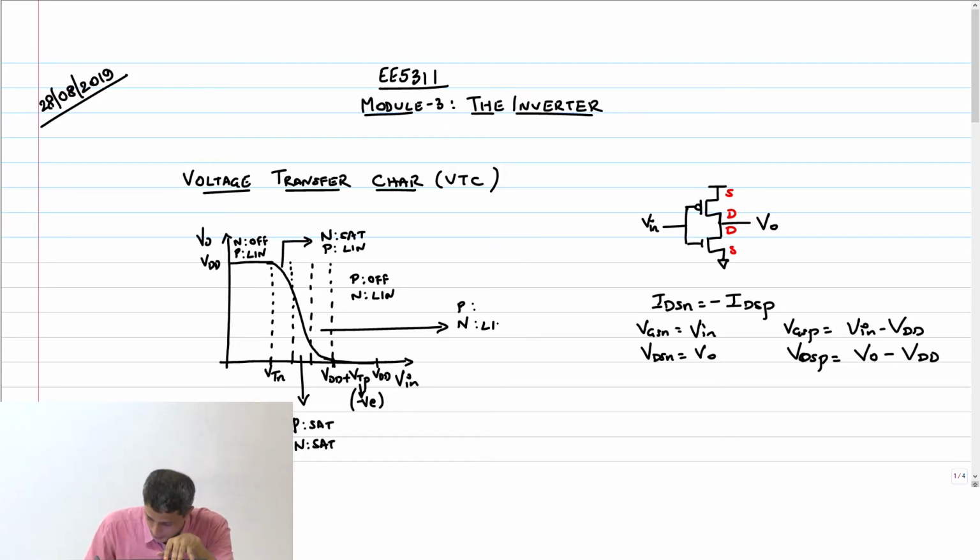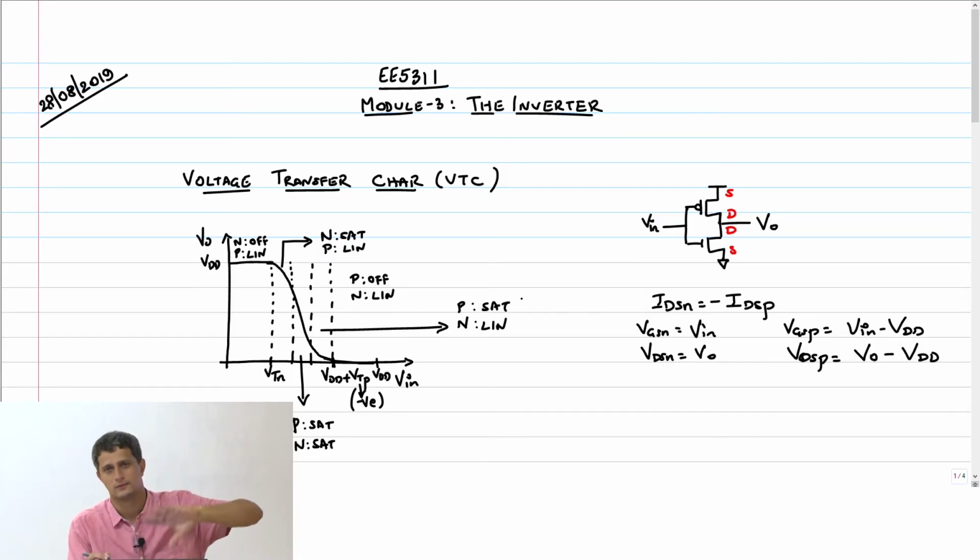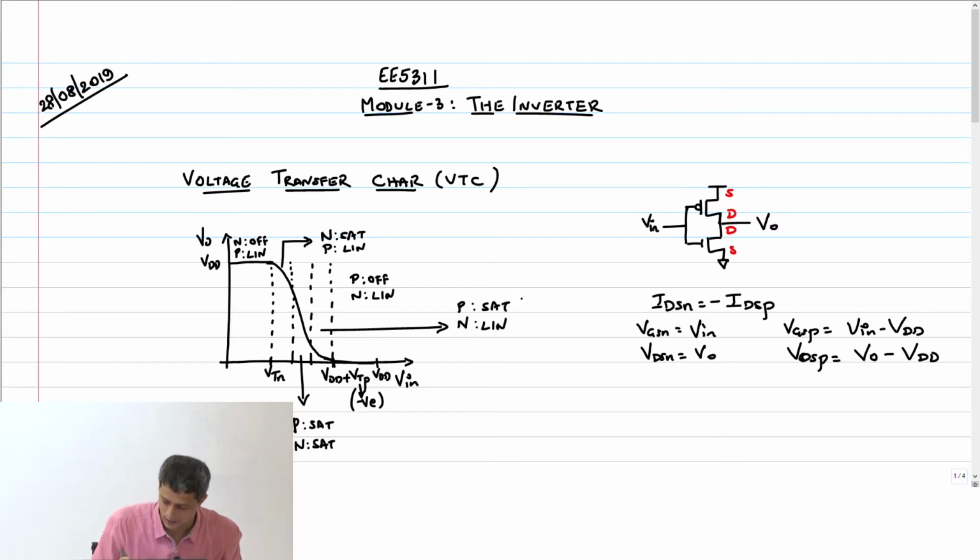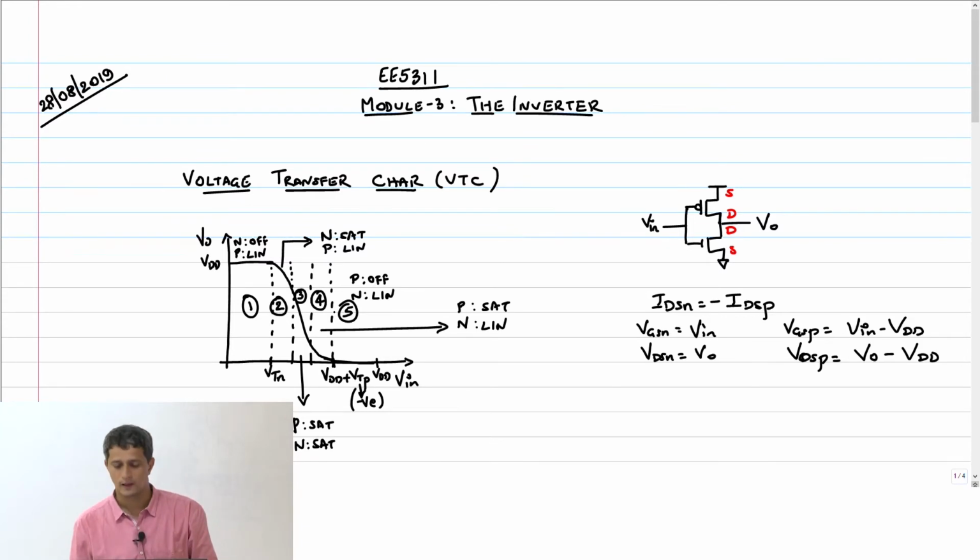Yeah, NMOS linear, PMOS saturation. So it's exactly a dual. Okay? So this is what we derived last class. The regions were 1, 2, 3, 4 and 5. Okay? So intuitively we came up with this picture. Now the question is, how do you actually arrive at these exact numbers? And that is what we are going to look at in this class.